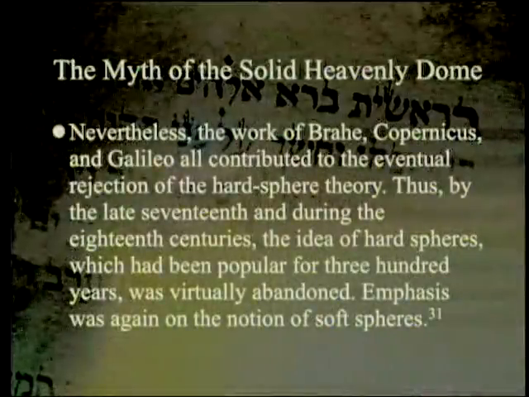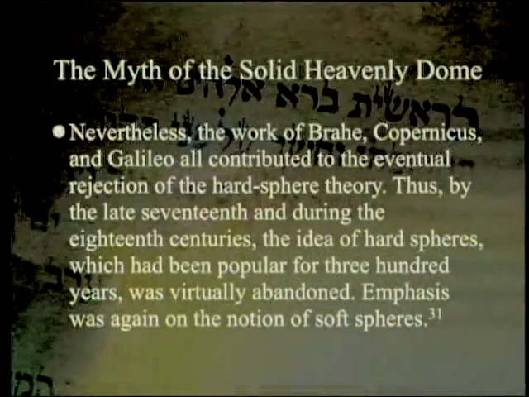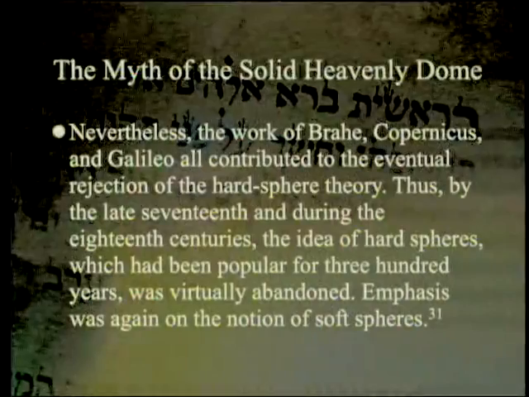Because something must be making them move, because things didn't naturally move by themselves. The concept of inertia, of getting an object moving and it just keeping on moving until you stopped it somehow or changed it deliberately, was not a concept that flowed naturally from Aristotle. Nevertheless, the work of Brahe, Copernicus, and Galileo all contributed to the eventual rejection of the hard sphere theory.